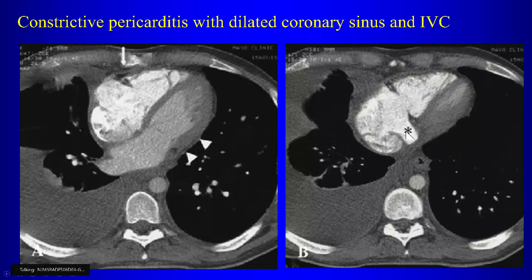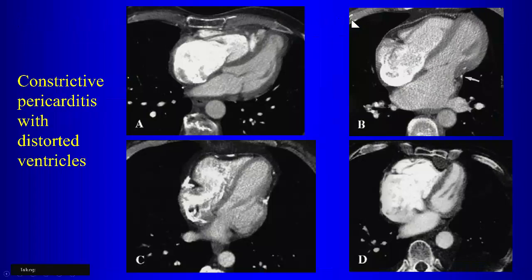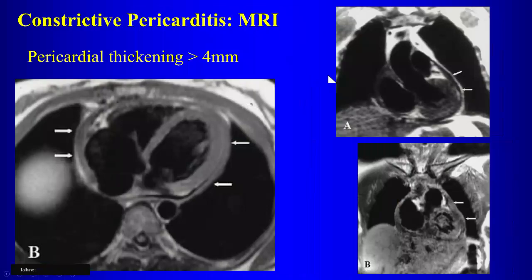Here the IVC is dilated, and the coronary sinus is also dilated in this patient with the pericardial thickening. In this case, we can see there's distortion in the shape of the ventricles, the right ventricle and the left ventricle. That tells you that this is physiologically significant. Pericardial thickening greater than 4 millimeters is definitely abnormal. 2 to 4 is kind of the gray area, but greater than 4 is definitely abnormal.